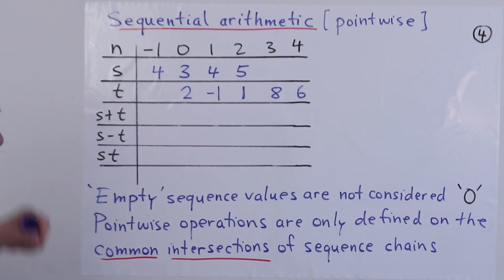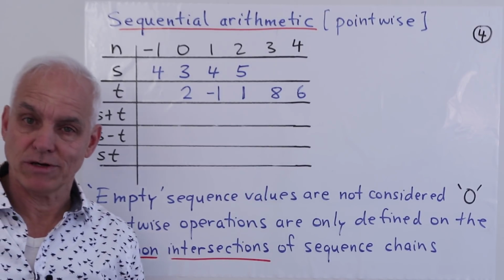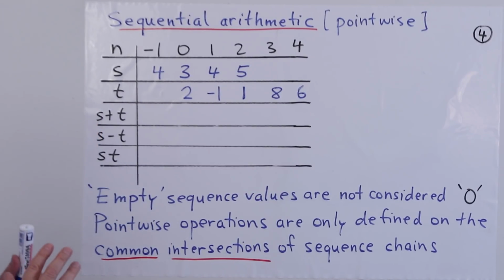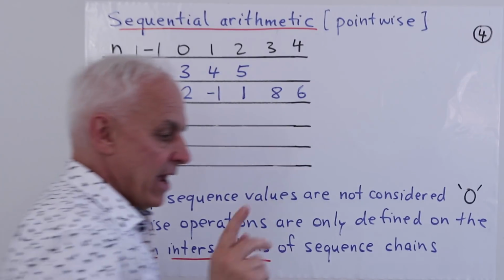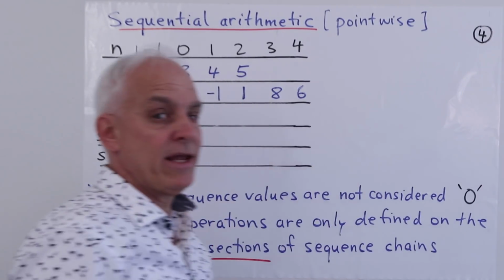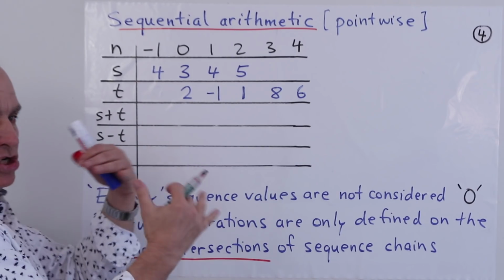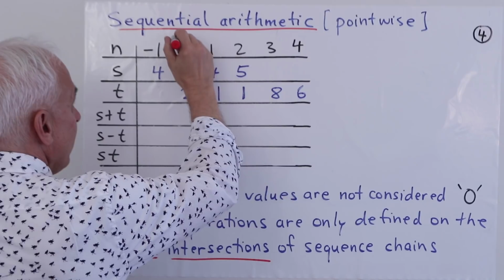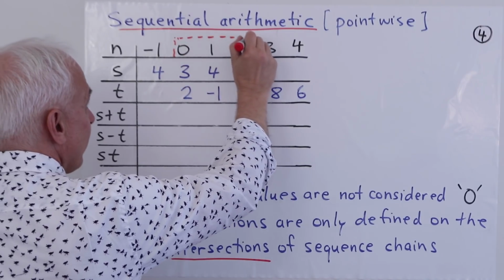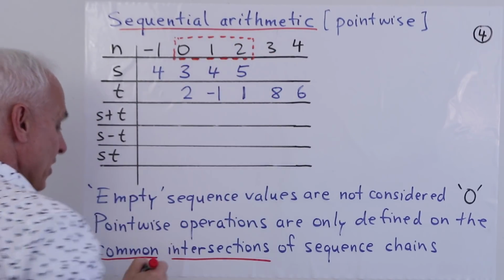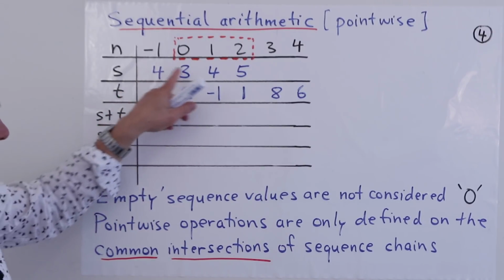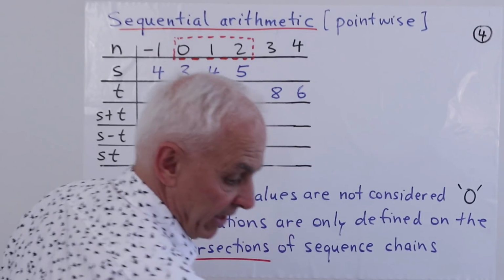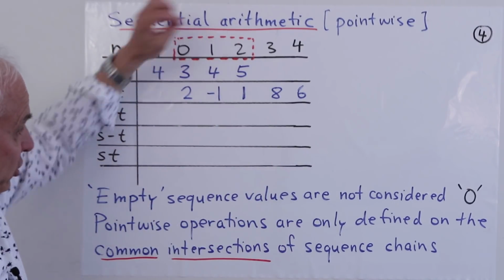Let's look at the three operations of addition, subtraction, and multiplication of these two sequences. It's a pointwise business, and therefore necessarily it's only happening on the common chain. They're overlapping, and you can see that the common chain is essentially this one here. These three indices are supporting both elements of S and T. And so the operations are only going to happen on that chain.